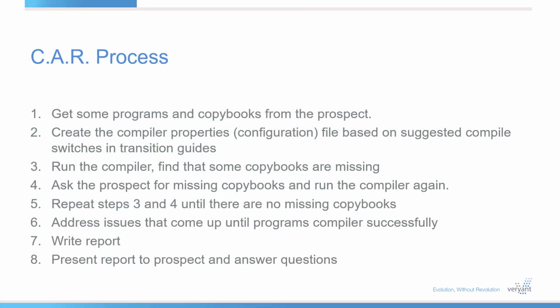Now here are the normal steps in our code analysis report. You send us your programs that you want us to compile, 3 or 4, along with the copybooks that we need for a successful compile. And if you have a configuration file or a compile script, then you should send us that too. And we figure out which compile switches to start with using our documentation's transition guides that are specific to your current COBOL, along with your current compile switches and variables. And we try to compile your programs with those switches.